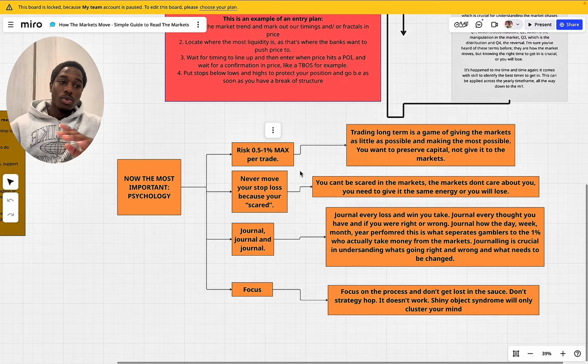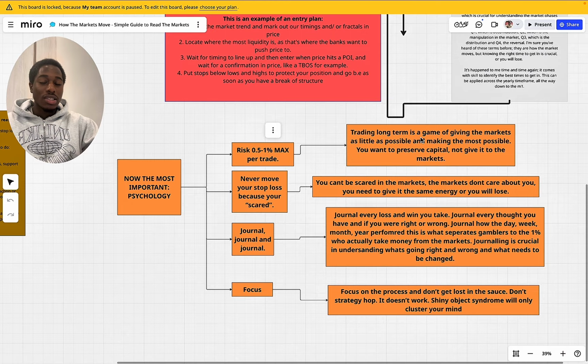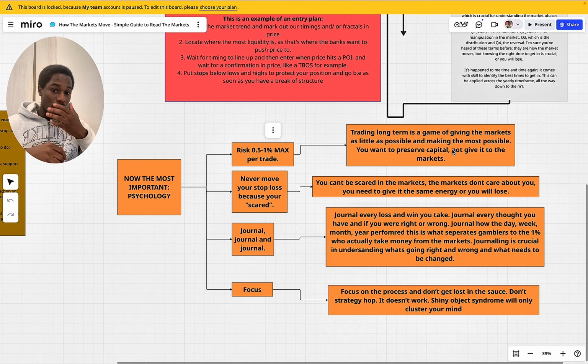Now, what you need to understand is trading is a long-term game. It's a game of giving the markets as little as possible and making the most as possible. You want to preserve your capital, not give it to the markets. It's really 1% max. So if you're trading £1,000, for example, risk only 1%. I mean, risk really 1% max. That way you're going to be losing £10. That way, for you to lose all of your money, you'd have to lose 100 trades.